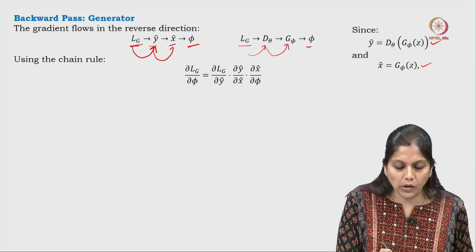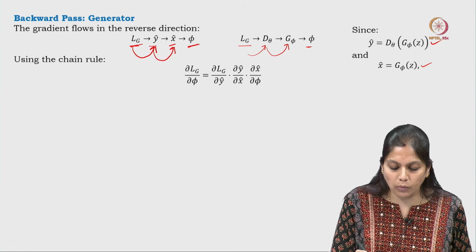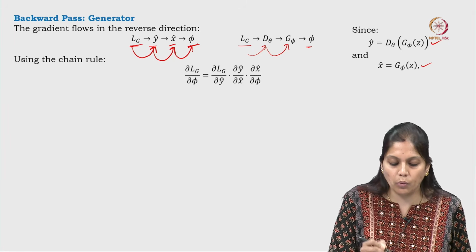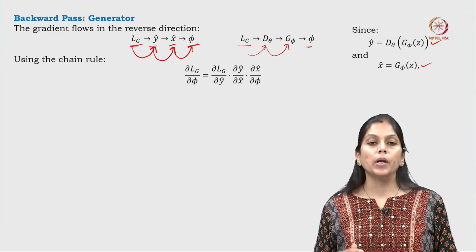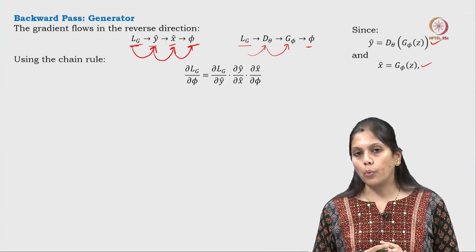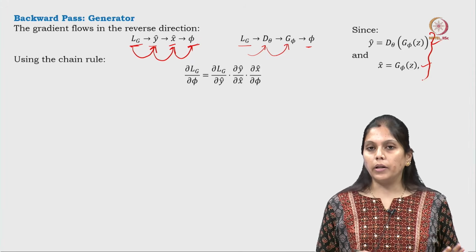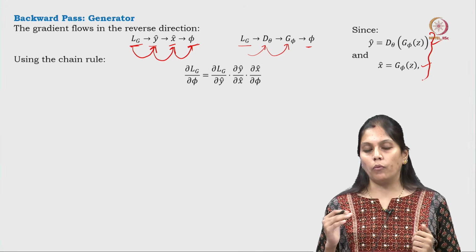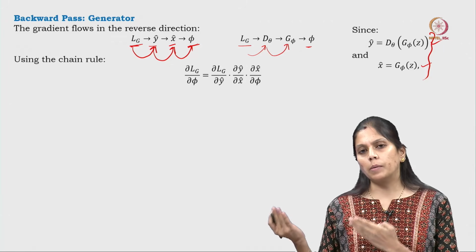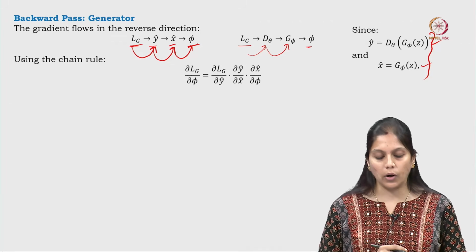From y hat you will reach x hat, the derivative of y hat with respect to x hat, and from x hat you will reach the parameters phi. Using the chain rule, can we write it this way? Yes. Now, on the right side you have the values, you have what y hat is and what x hat is. Can you just substitute those values into this formula?